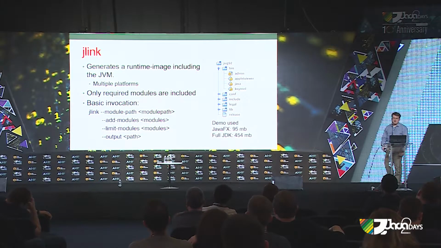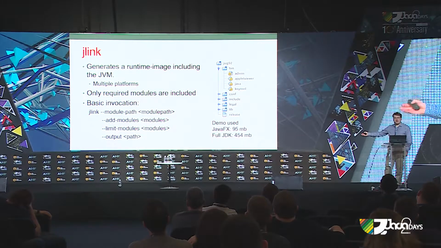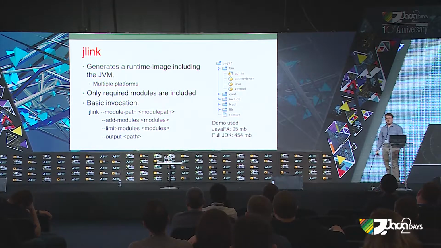So as I mentioned, if you're doing stuff with functions as a service up in the cloud, where you want minimal startup times, a minimal size of an image and a minimal amount of memory used, JLink is your friend.